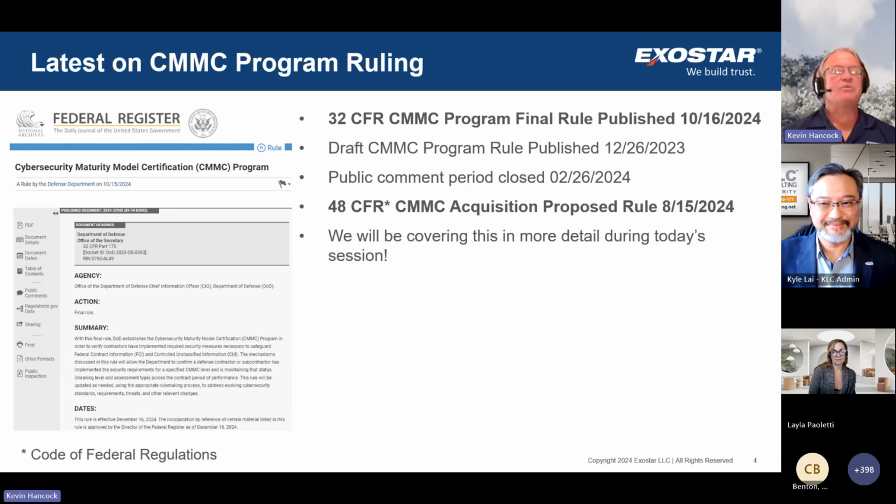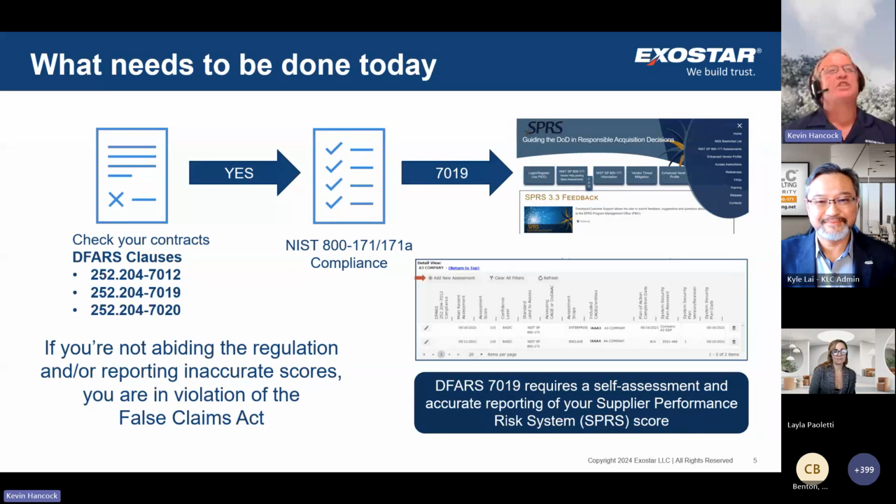But just to remind everybody, just because CMMC is getting ready to kick off, there are things that you need to be doing today if you've got certain clauses in your contracts, either with the Department of Defense yourself or because you're a subcontractor with somebody that does. So if you've got the 252.204-7012 clause in your contract, that means that you need to comply with NIST 800-171 Rev 2 if you receive controlled unclassified information.